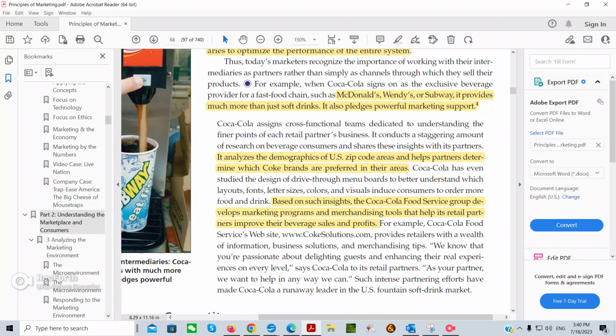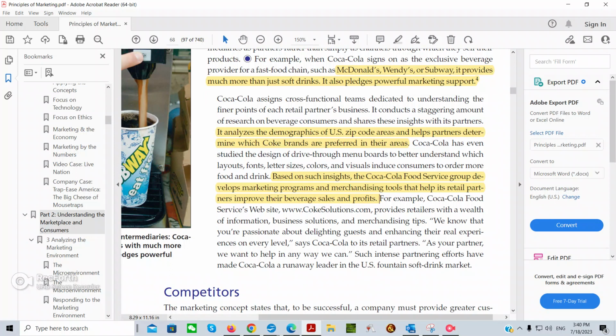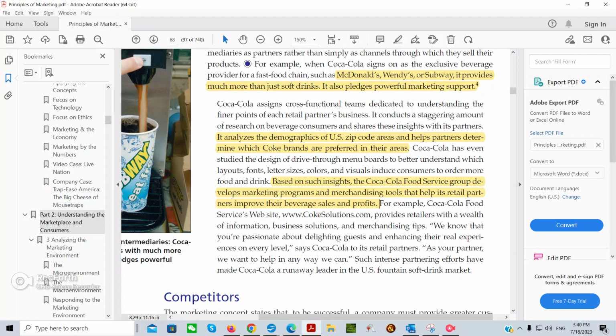And it said, we know that you're passionate about delighting guests and enhancing real experiences on every level, says Coca-Cola to its retail partners. As your partner, we want to help in any way we can. Such intense partnering efforts have made Coca-Cola a runaway leader in the U.S. fountain soft drink market. If you think about each place you go to, right? Not every place exclusively supplies Coke, as in Coca-Cola.